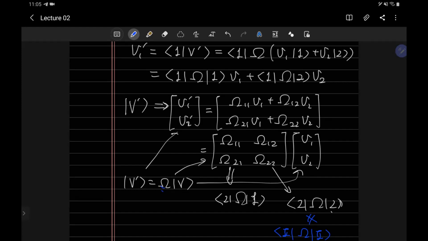Okay, so I spent a lot of time today on the properties of the linear operator. So let me just stop here, and we'll continue next time.